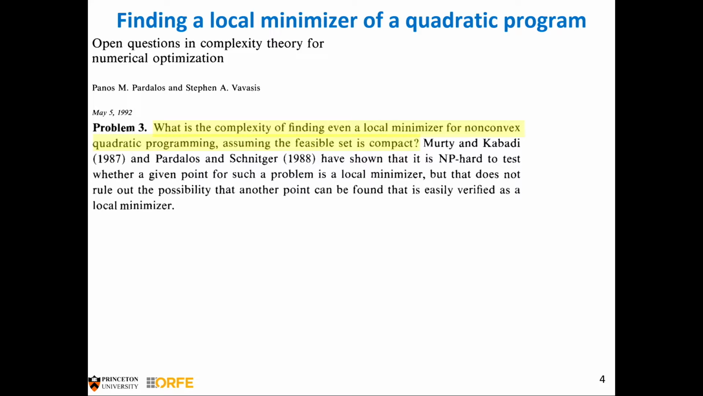It's exactly asking what is the complexity of finding even a local minimizer for a non-convex quadratic program, assuming the feasible set is compact. I'll tell you on the next slide why they require compactness of the feasible set. But on this slide, I want to make a distinction with a related problem that is also mentioned here, in case some of you are familiar, which is the recognition problem.